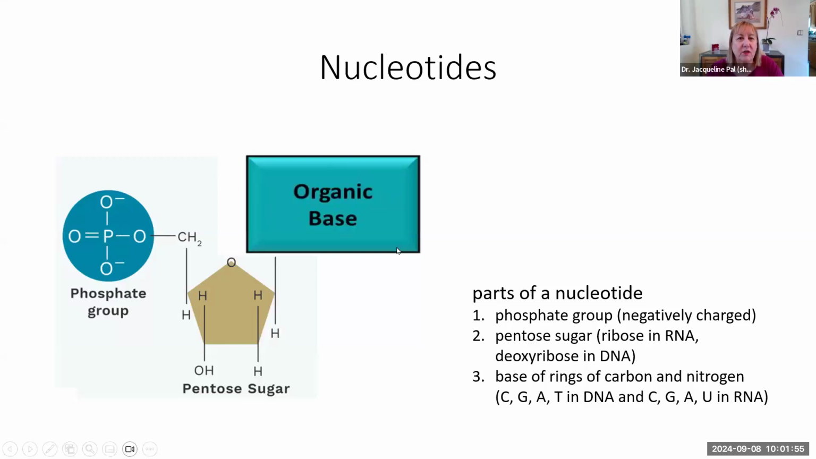Going back and looking at nucleotides, it's really important that you understand the nucleotides and the parts of them. We have the phosphate group. This is negatively charged, so it's going to be bonding to other things that are positively charged, any other proteins that are nearby. We have that pentose sugar, whether it is ribose or deoxyribose, and then we have those base rings with their carbons and their nitrogens.